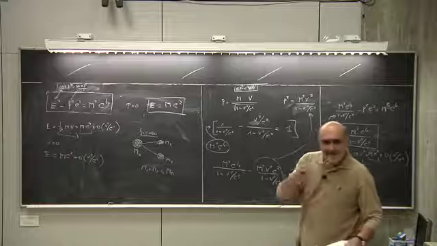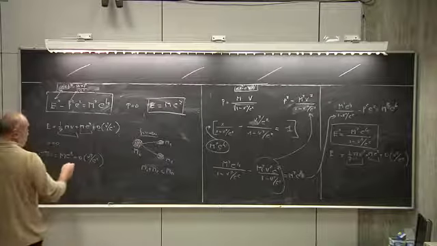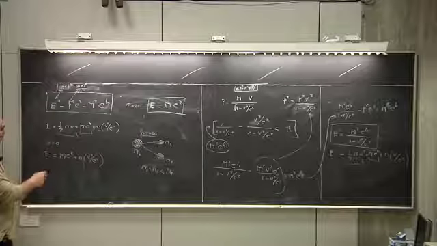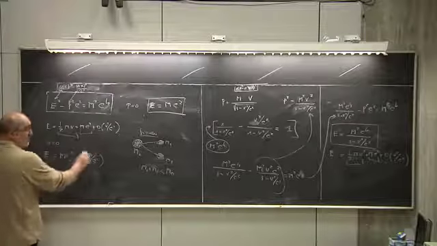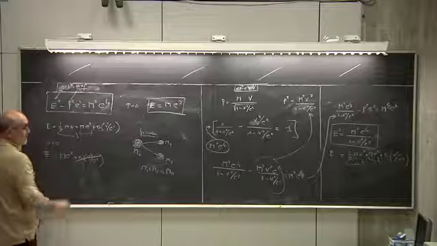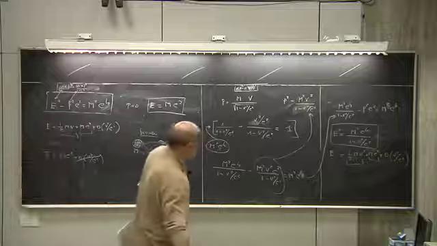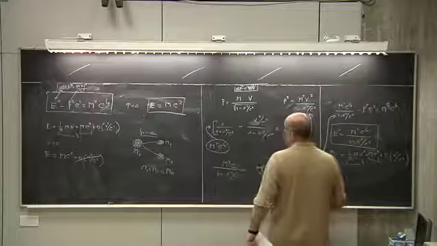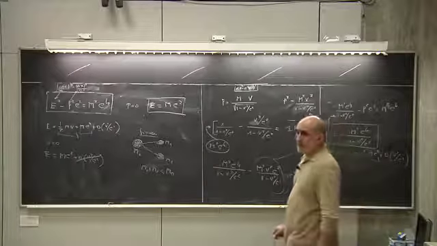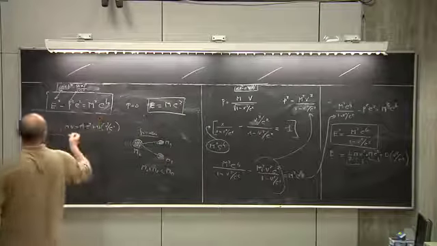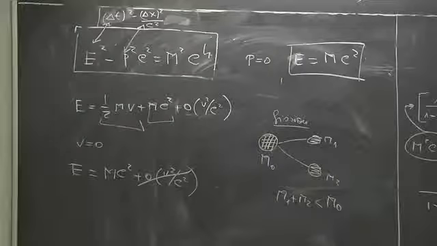If v is 0, we have only the mass term. Of course, if v is 0, you have just the mass term. Now, one more question: can we use this equation, which relates the energy and the mass, when v is c, when the speed is c?